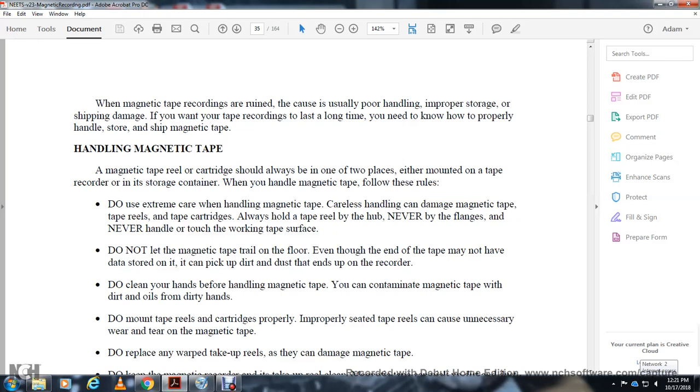Also, always hold the tape reel by the hub. Never use the flange. Never touch the tape surface. Do not let the magnetic tape trail on the floor, even though the end of it may not have data on it. It will pick up dirt and dust and carry it to the recorder.